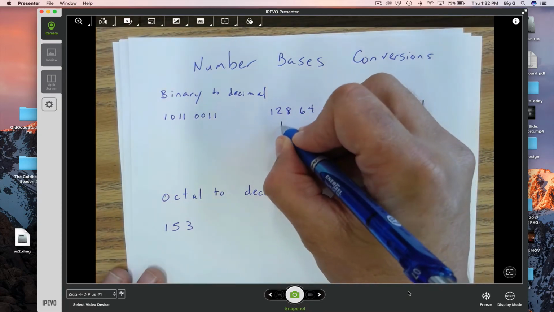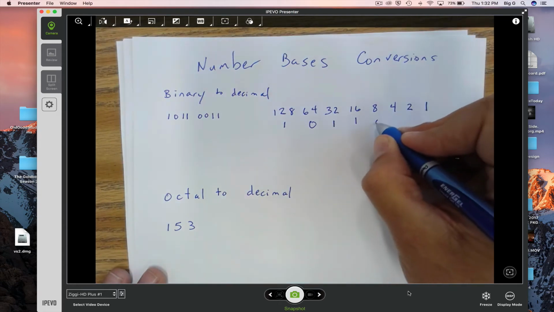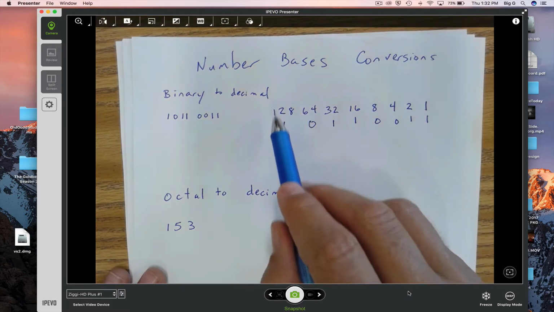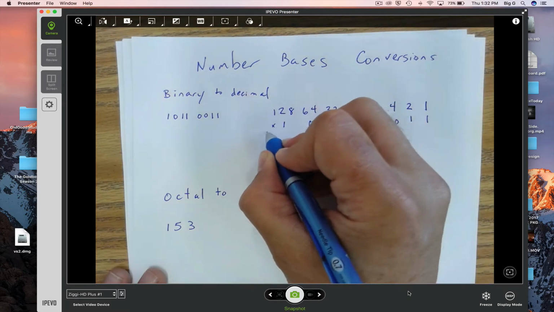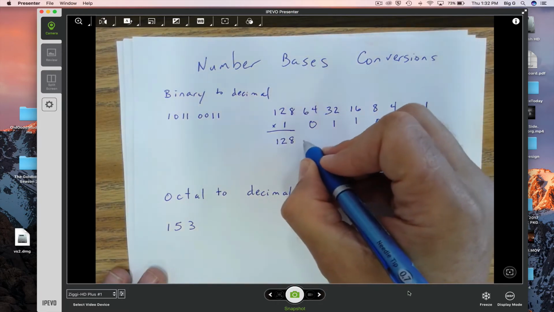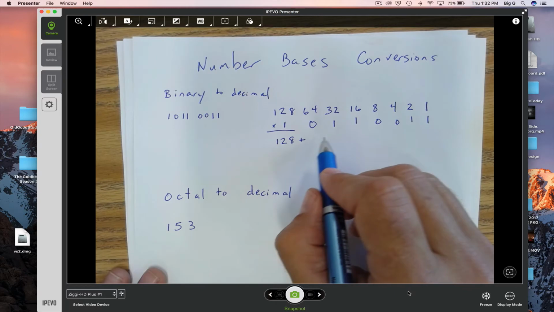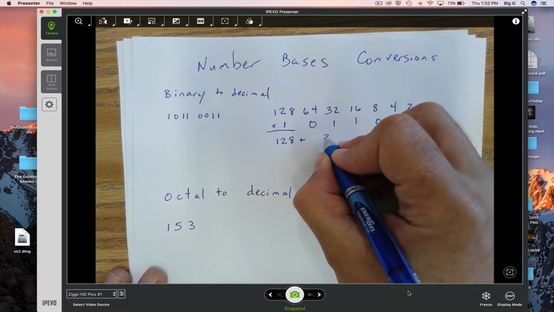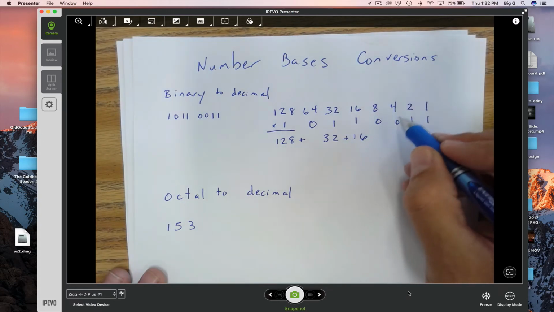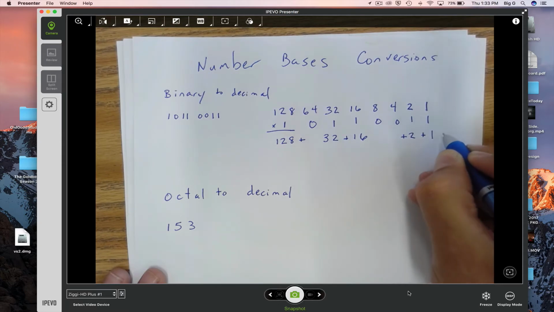Then I'm going to list my binary number under it. So under each digit, I have a 1 there, I have a 0 there, 1, 1, 0, 0, 1, 1. And really, I'm going to multiply straight down. 128 times 1 is 128. And then I'm going to add other numbers as I go along. Well, 64 times 0, that's just 0, so I'm not even going to worry about that. But I'm going to add 32, then I'm going to add 16, 8 times 0 is 0, 4 times 0 is 0, but I still need to add 2, and then I need to add 1.